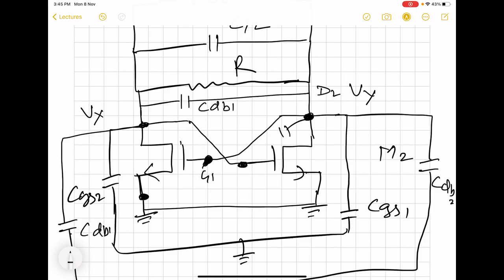Similarly, there is a capacitor between drain 2 and gate 2, and gate 2 is connected to drain 1. So this capacitor CDB2 gets connected like this.